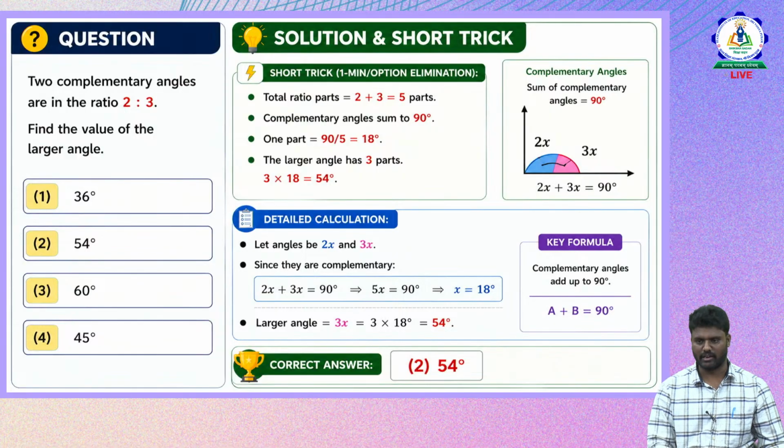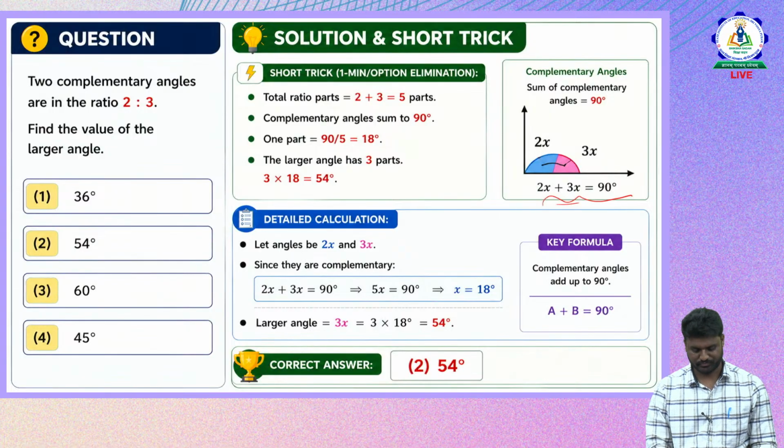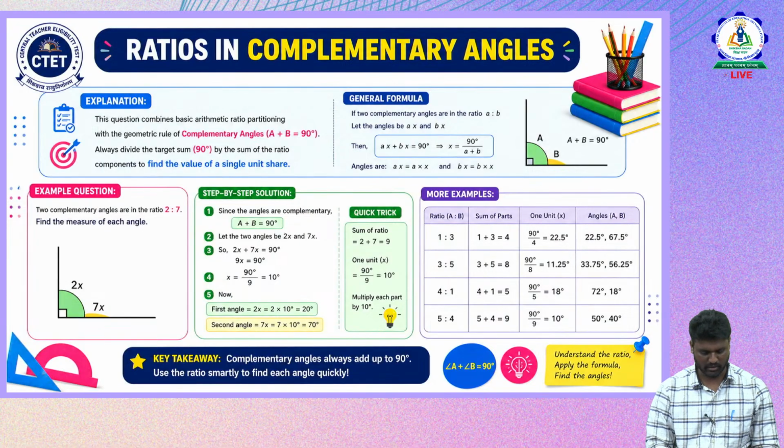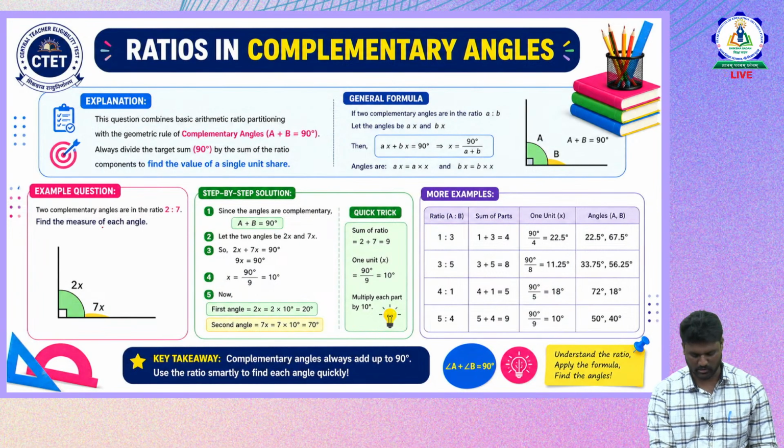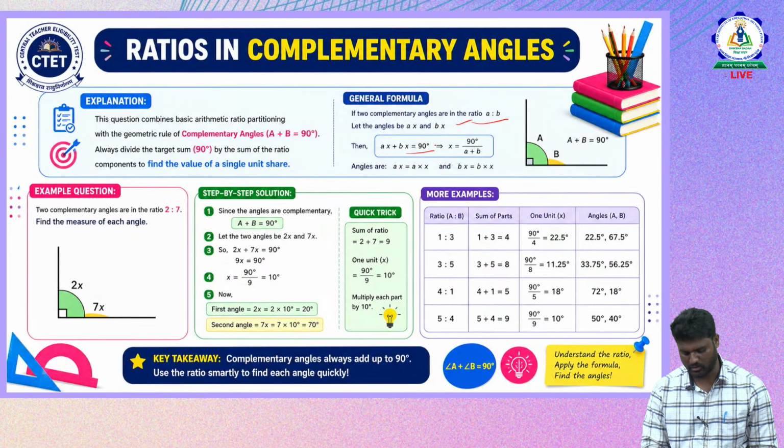complementary angles. For example, if the values are 2x and 3x, and both angles make 90 degrees, then we say these two angles are complementary. That is the concept of the complementary angle. What is the formula for the complementary angle? If two complementary angles are in the ratio A to B, let the angles be Ax and Bx, then Ax plus Bx is equal to 90 degrees.